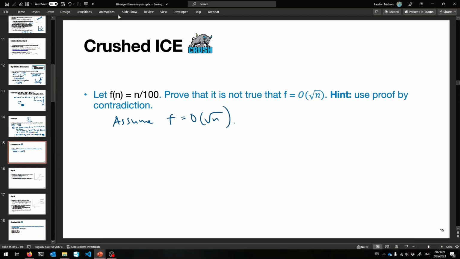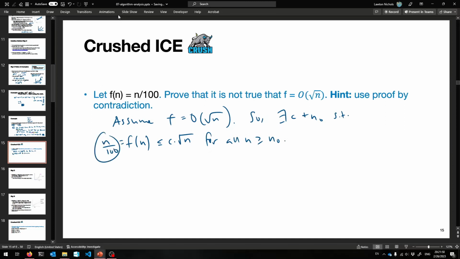And that's going to lead to the universe exploding or something. We're going to find a contradiction from this. So what do we get from this definition? We know that, well, it's big O, so there exists a C and an n naught such that f of n is less than or equal to c times square root of n, because that's g of n, for all n greater than or equal to n naught, and f of n is, of course, n over 100, okay?